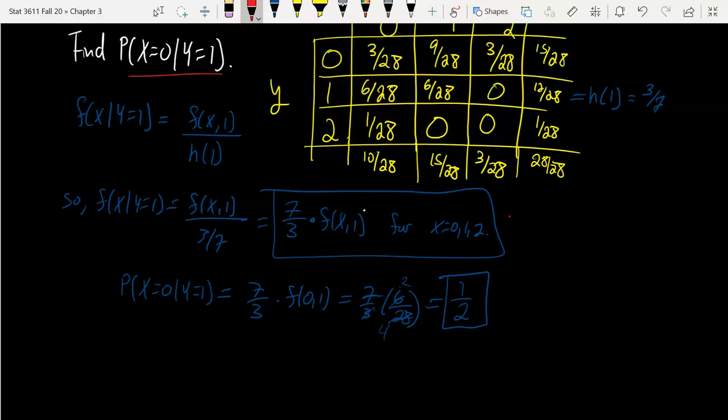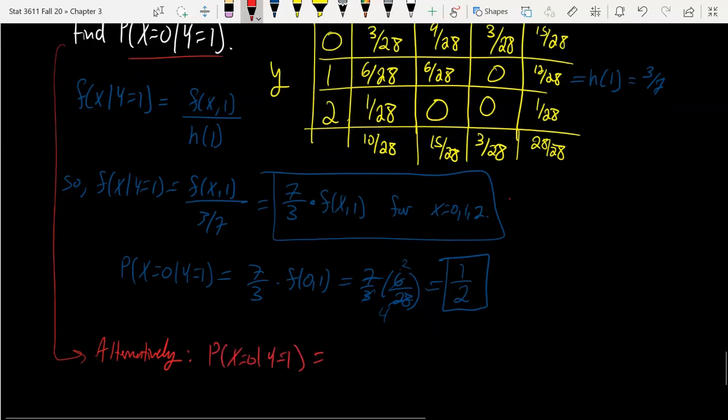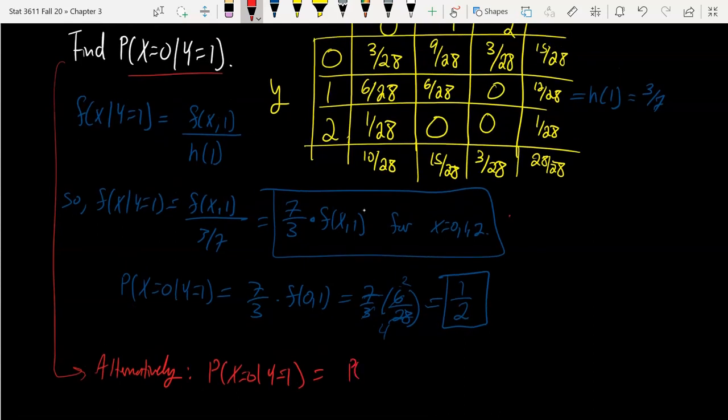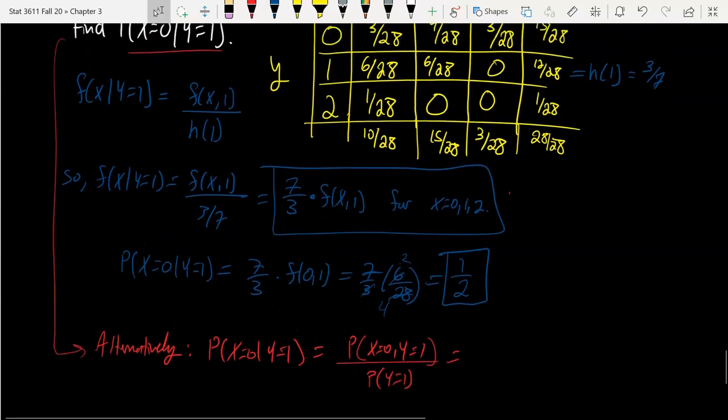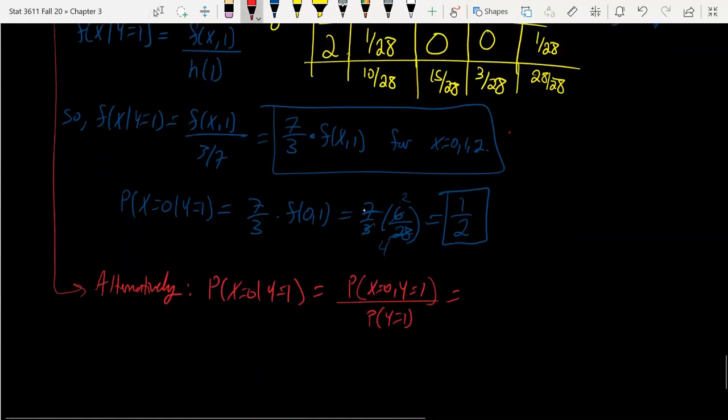However, if this is the only probability question you have to answer, alternatively, you could just directly compute that from the table using what we know about conditional probabilities, right? We could just say the probability that x is equal to 0 given y is equal to 1, using the definition of conditional probability, would be the probability that x is equal to 0 and y is equal to 1 divided by the probability that y is equal to 1. And we go ahead and look at the table. X is 0, y equals 1. That's 6/28.